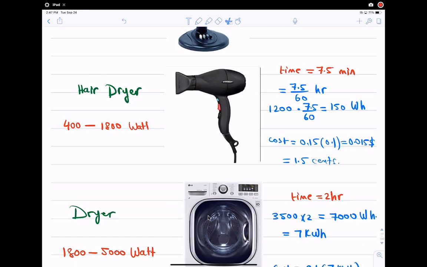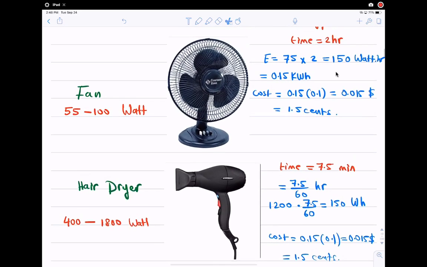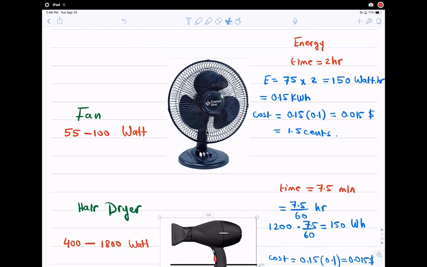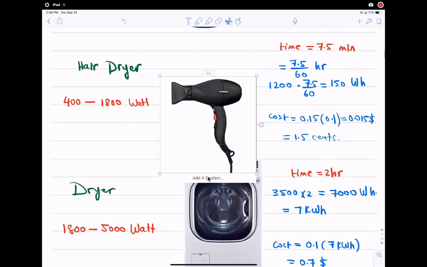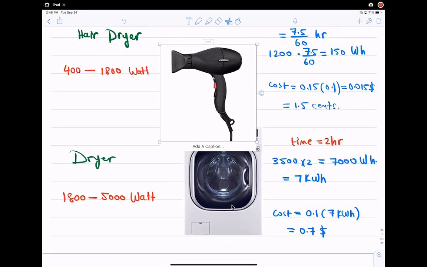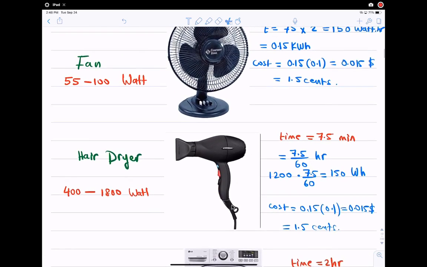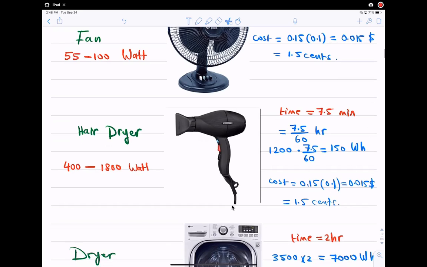Now I want you to differentiate between energy and power. Energy is when you multiply power by time. That means you want to know the entire interval, through 3 hours or 24 hours, how much this machine used. But if you are only concerned about some instant, then this is called power.